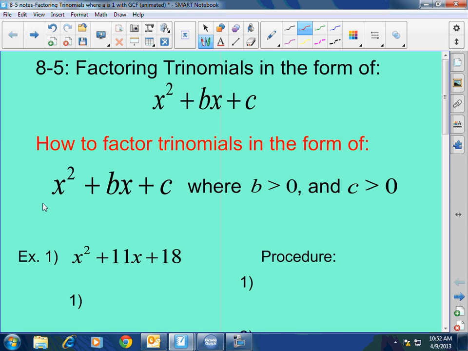Now, please notice that b is greater than 0, and c is also greater than 0. Okay? If b is 0, then you would only have 2 terms. If c is 0, you would only have 2 terms. That would make it a binomial, and therefore this strategy wouldn't work. You need all 3 terms.